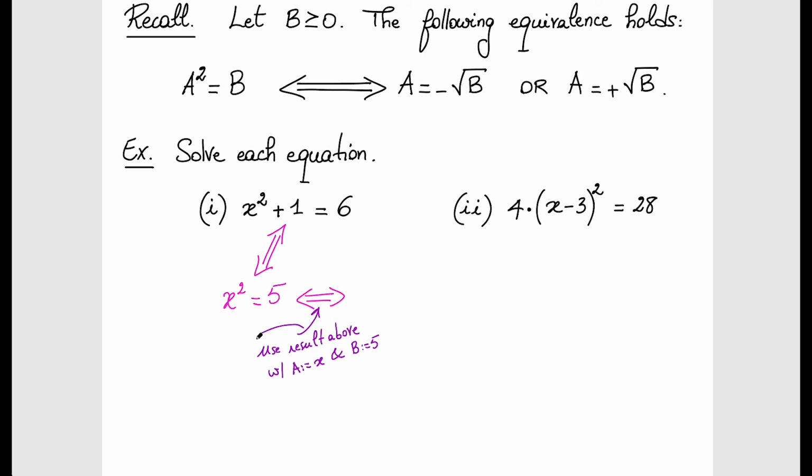So I'm telling you what I'm using, what the ingredients are. The a is x, the a in the formula is the current x, and the b in the formula is the current 5. Certainly my b is non-negative, right? As such, I can apply this formula and get what?